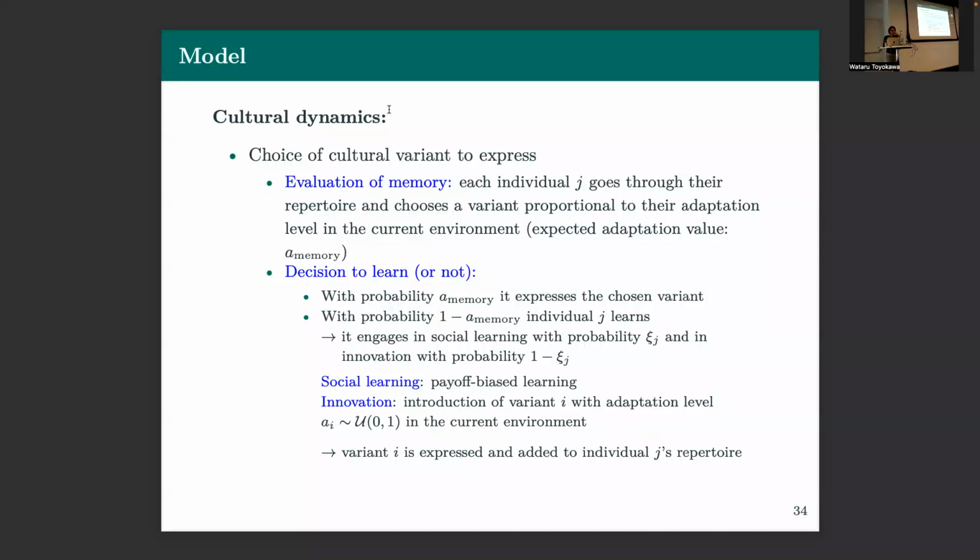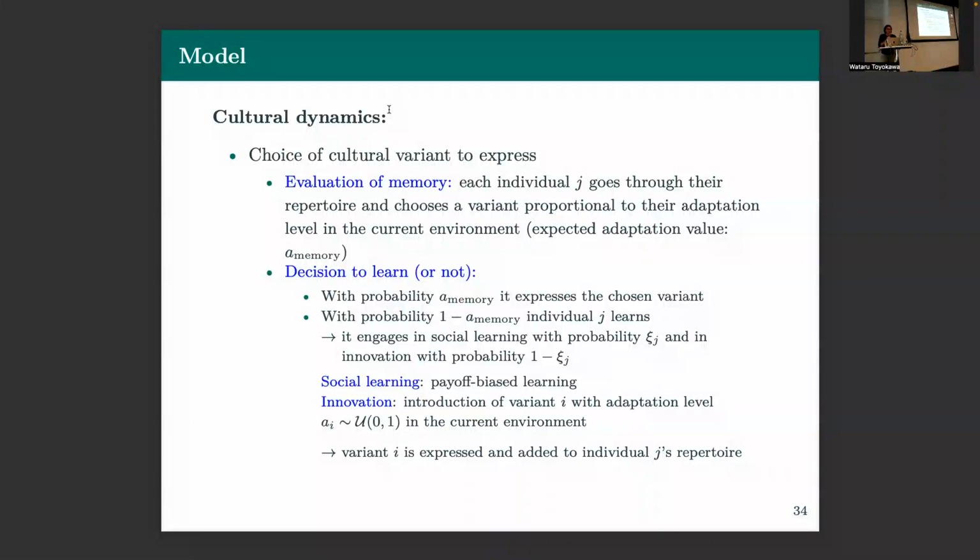So the higher the benefit of my variant, of course, the higher the probability that we just simply express this variant. The lower the benefit, we just simply say, oh no, this is not good enough. Now we engage in learning. And when we engage in learning, then we either engage in social learning with a probability xi. Remember, this was our genetically inherited propensity. Or with 1 minus xi, we engage in innovation.